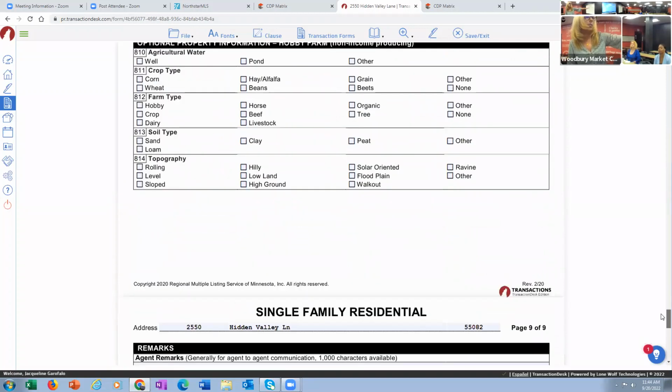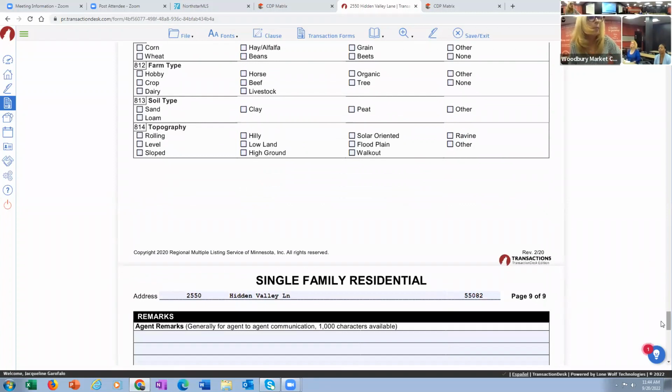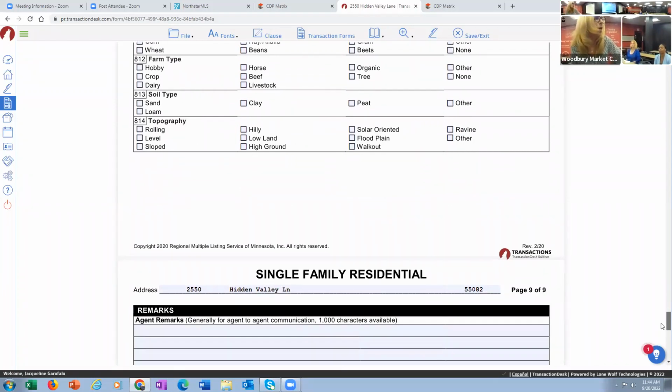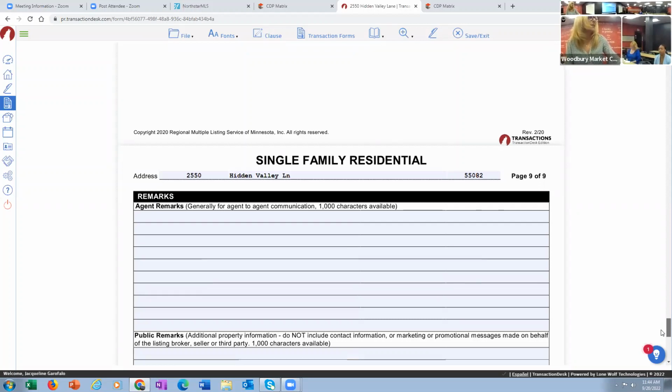So now agent remarks. This is where I write buyer's agent to verify all measurements. Please send offers to Jackie Garofalo. Make sure you have, I have some requirements of my offers. Questions, call me at this number.